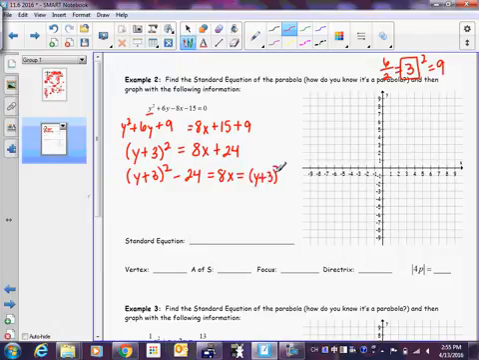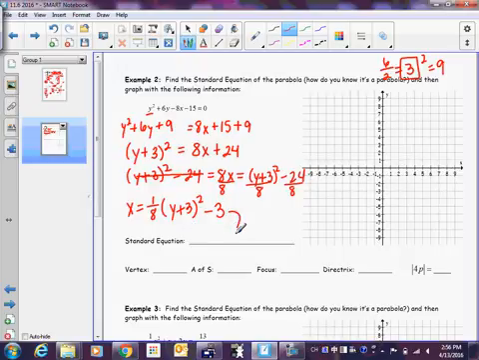You could put that 8x on either side. But I don't want it to be 8x equals. In the standard form, it's just x equals. So how do you just get x? Divide by 8. So we have to divide everything by 8, including that 24. So look what I have here. I have a 1 over 8. See how it's just over 8, 1 over 8. y plus 3 squared. And then what about this negative 24 over 8? Minus 3. Okay, that's the standard form.